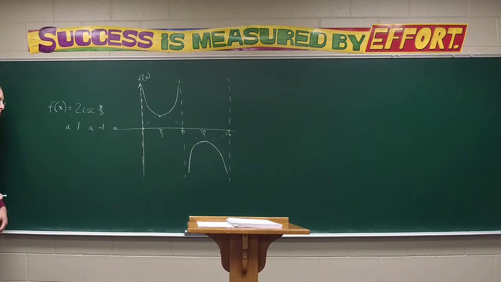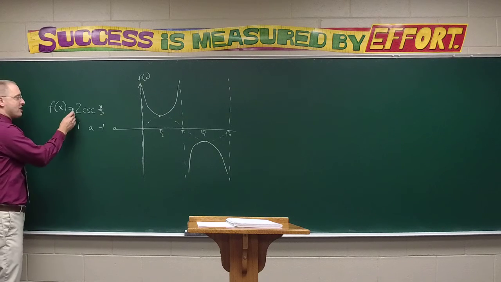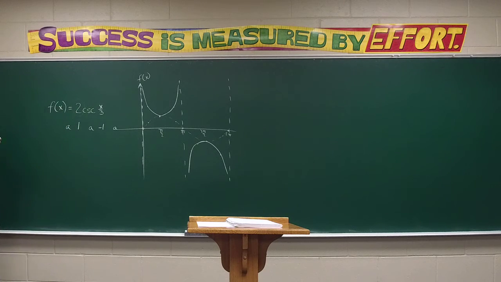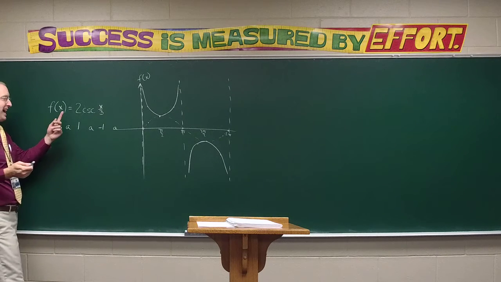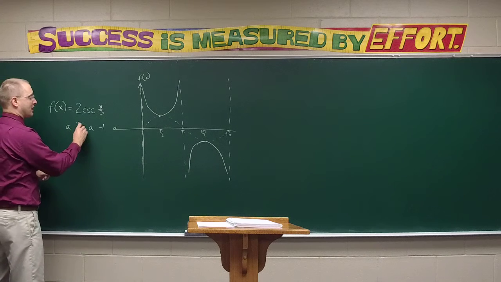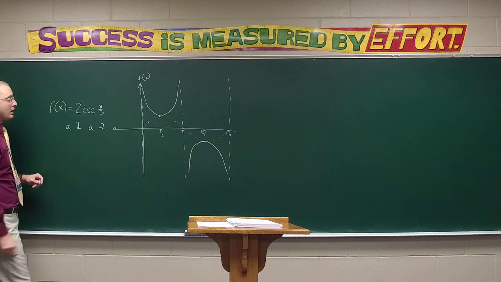But we're going to change some things up here. First of all, I see the 2 right here. What does the 2 change for us? Multiply everything by 2. Well, you can't really double an asymptote, but you can double a 1 to make it a 2, and a -1 to get a -2.